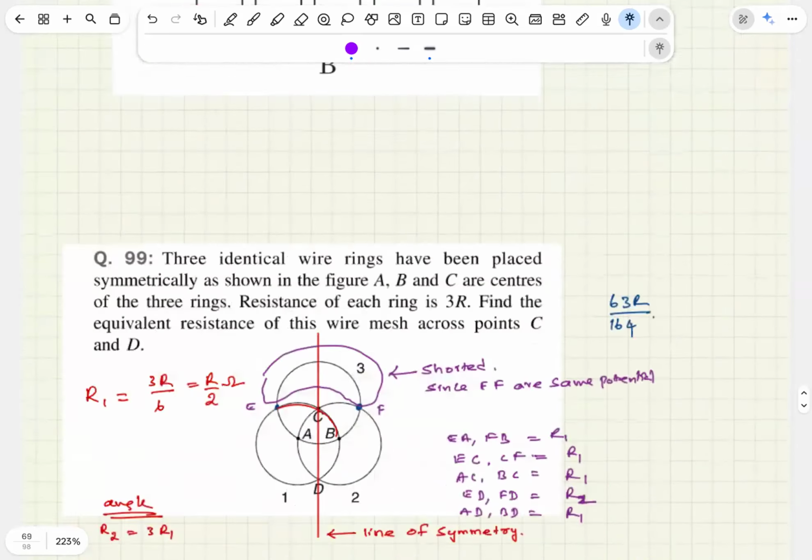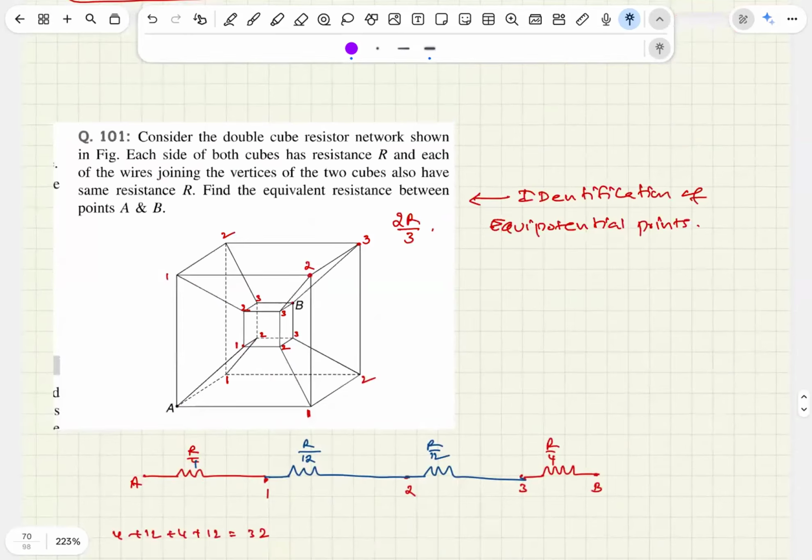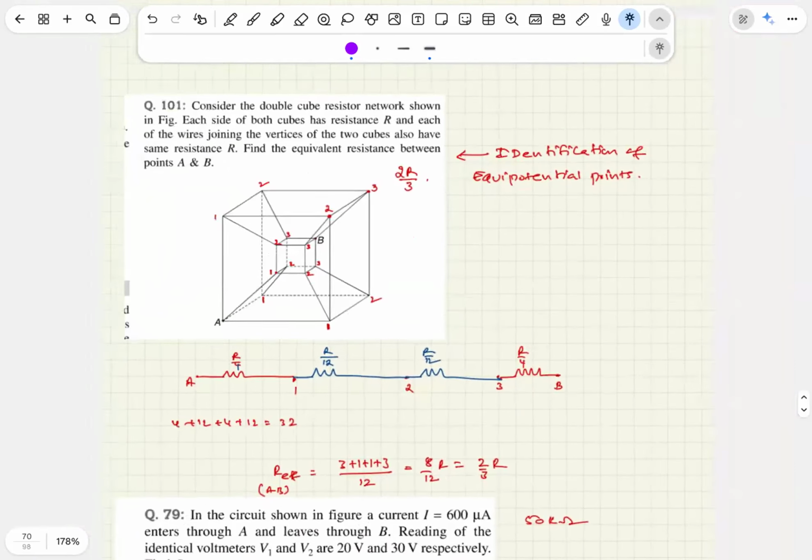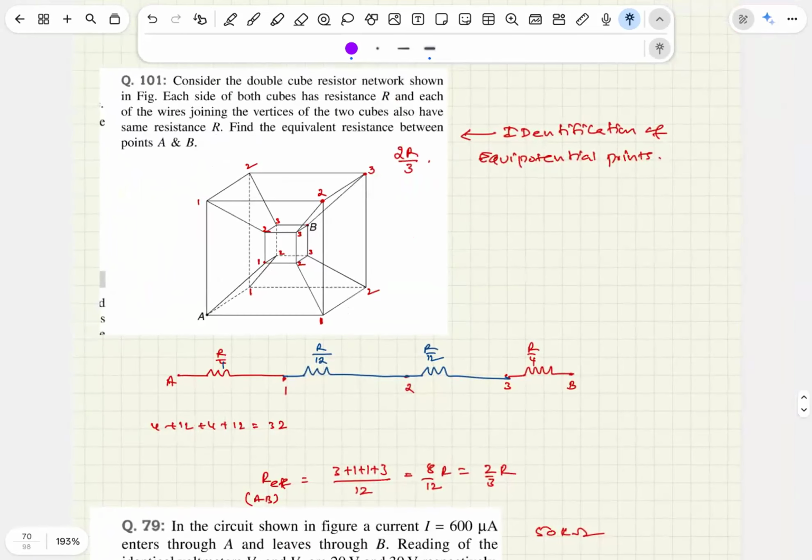Next, any doubt in this question? Question 101. Any doubt in this question? How many have done this question? Raise your hands. Only one. Do this. Do this. It is an easy question only.